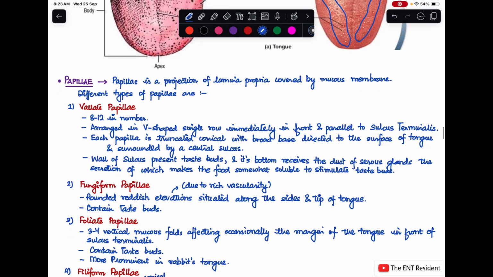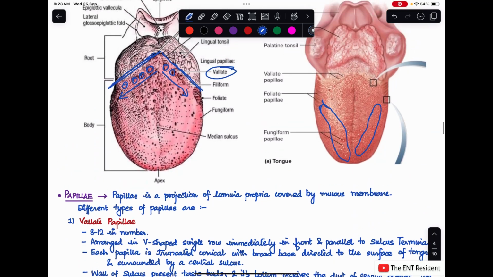Next, we come to the foliate papillae. Now, these foliate papillae can be present or they can be absent as well, or very few in number. These are 3 to 4 vertical mucous folds which are present along the margin of the tongue in front of the sulcus terminalis. I'll show you here. As you can see, these vertical folds over here.